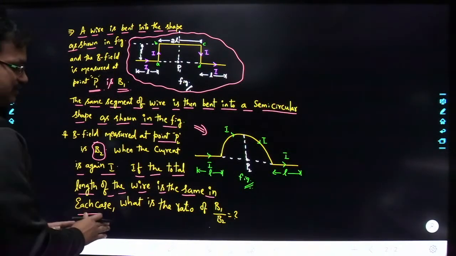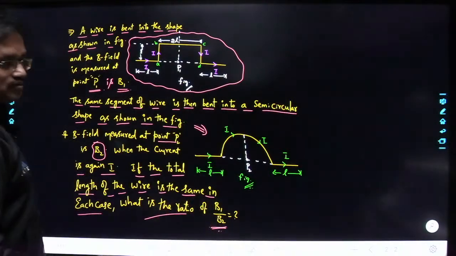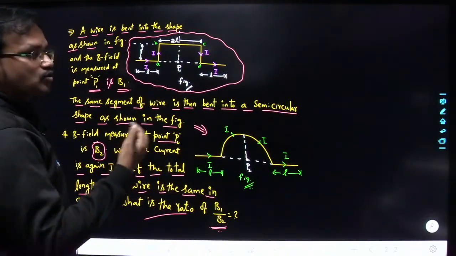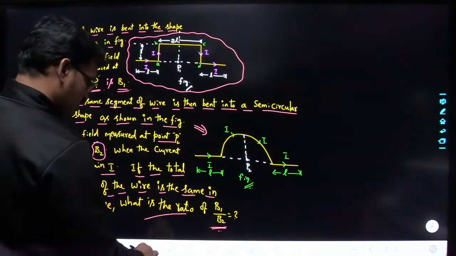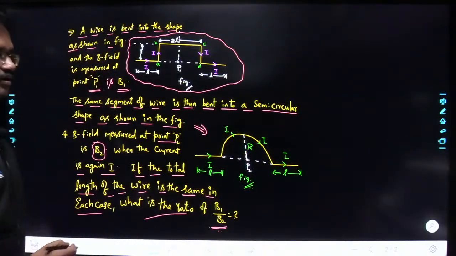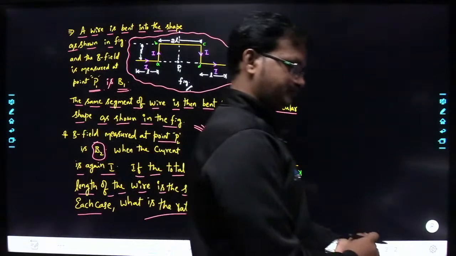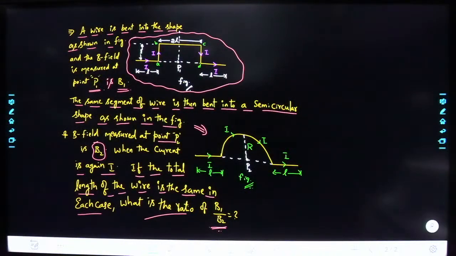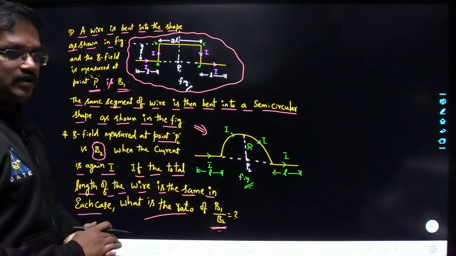Then in that case, what is the ratio of B1 by B2? That means here you have to determine the B field at point P1, and here you have to determine the B field at point P2. Then you have to take the ratio of B1 to B2. Right? So that's what they are asking here. Let us say the radius of the semicircular loop is capital R. Do this one here. They are asking to determine the ratio of B1 by B2.